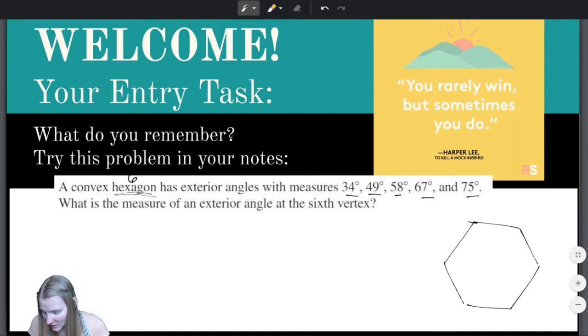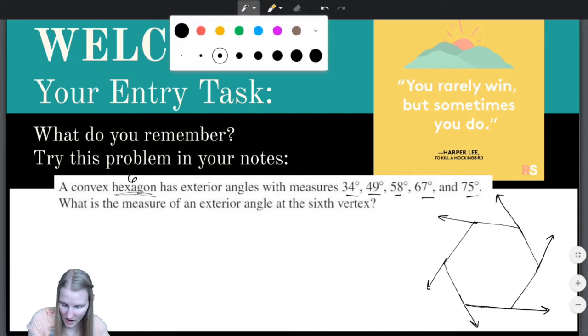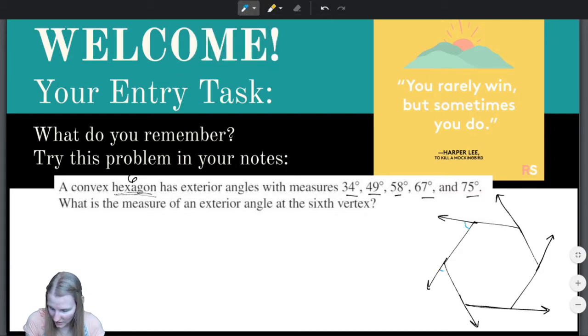Now I'm going to extend each of these, only one. I'm going to extend going counterclockwise. Okay, so our exterior angles are these angles right here.